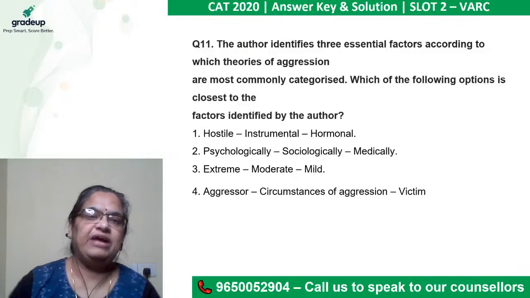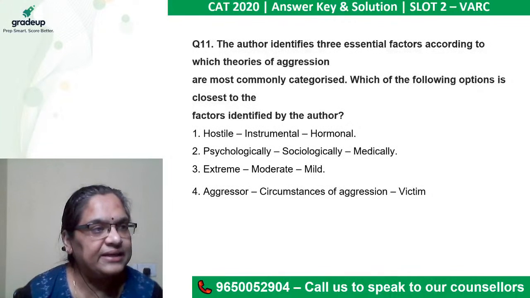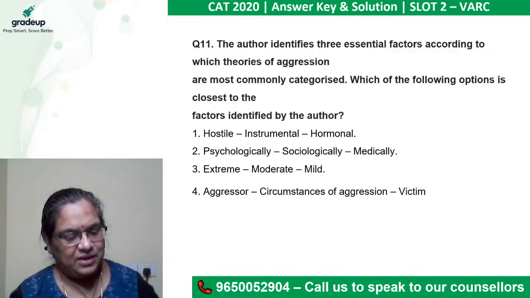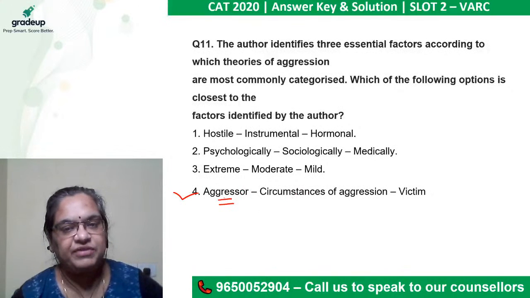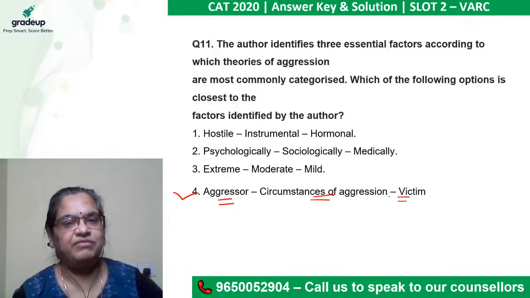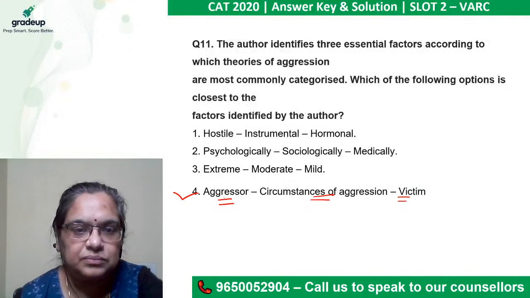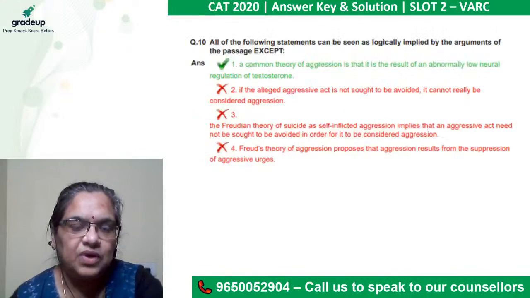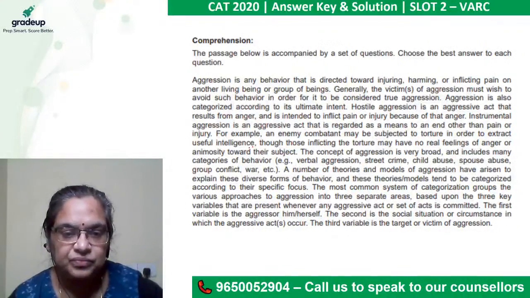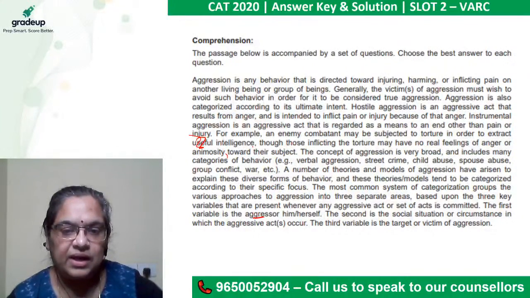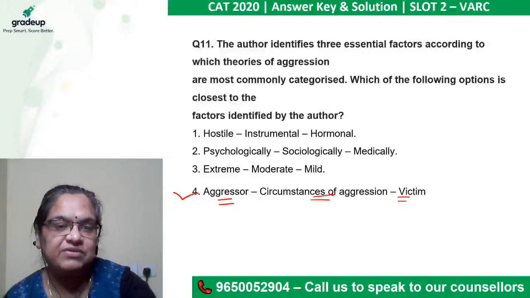Okay, question 11. Three essential factors on which theories of aggression are commonly categorized. Very first paragraph, what did he say? The very first paragraph, guys. Aggressor, the person who commits the act of aggression, circumstances of aggression, and victim. All right. The last part here. Aggressor, circumstance, and the victim. Easy question, answer given in the passage itself.